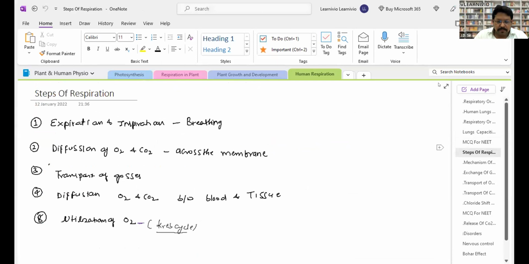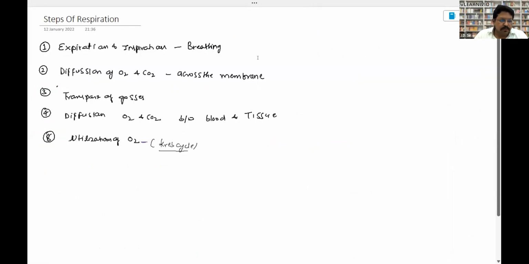Yes, sir. Now today we'll start from the steps of respiration, right? In respiration, expiration and inspiration we call breathing. So the first step of respiration is inspiration and expiration, the breathing part: taking in the air and taking it out. Then the second step is diffusion of oxygen and CO2, right?